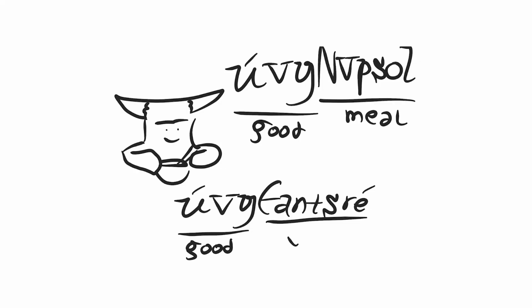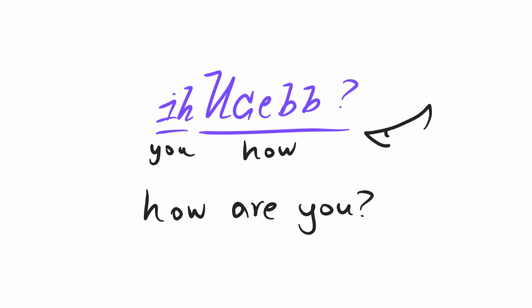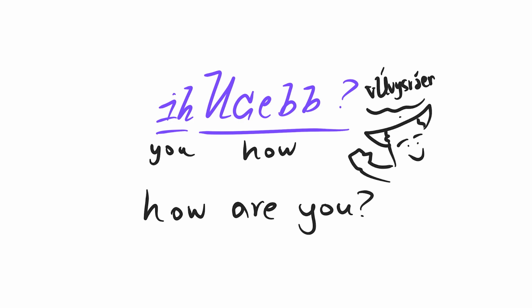Okay, that's pretty much it for this tutorial. Enjoy making new words and phrases simply by using the techniques from this video. Here's a bonus phrase. Ihutseb. It means how are you. Ich is another prefix for second person. And vuisren means I'm fine.